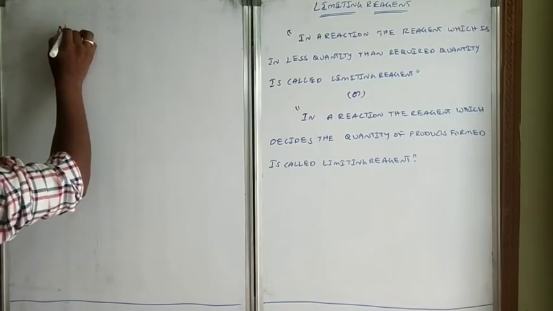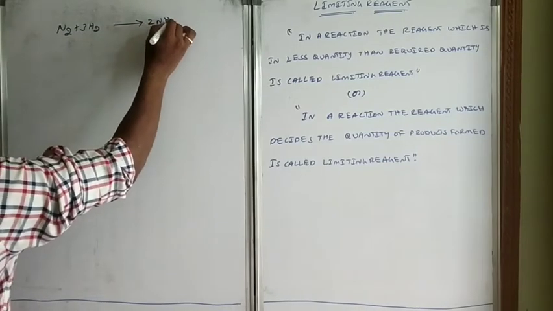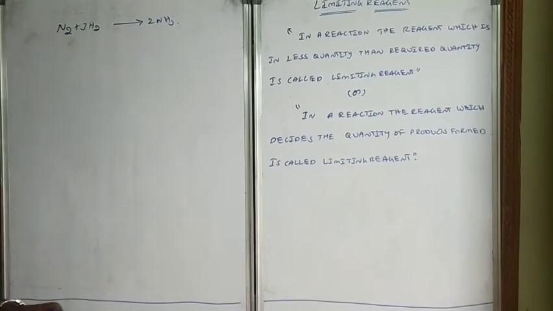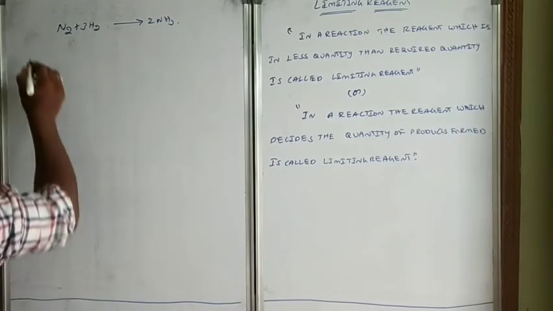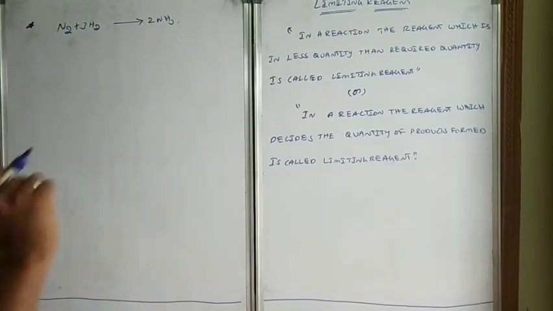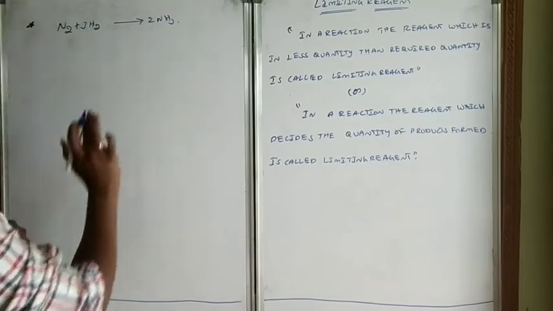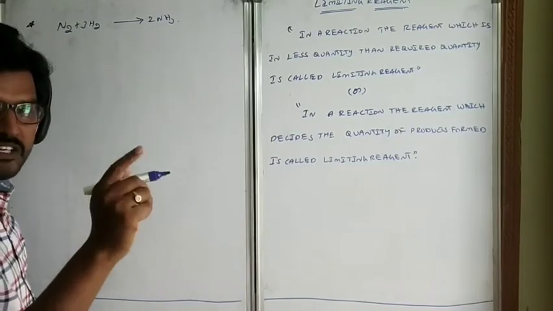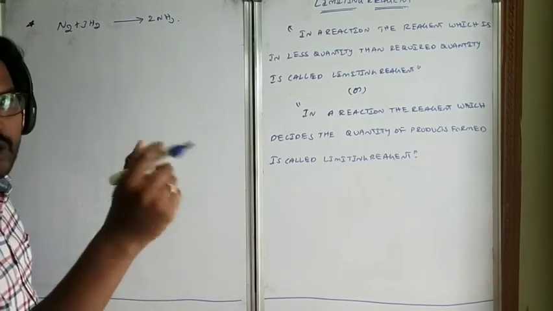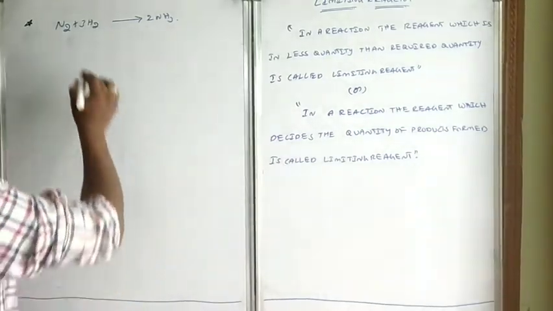Let us take N2 + 3H2 gives 2NH3. You know very well about the stoichiometric equation. Otherwise, I will make a video on it, and from that you can understand. As per the stoichiometric or balanced equation, every balanced equation gives you proper data on how they will be reacting, in what ratios, and in how much masses.